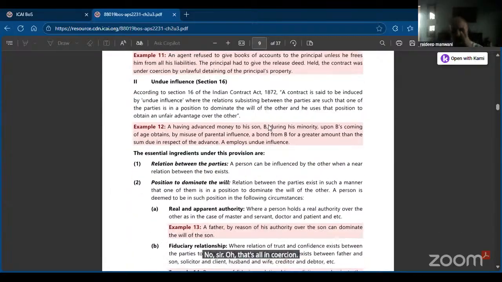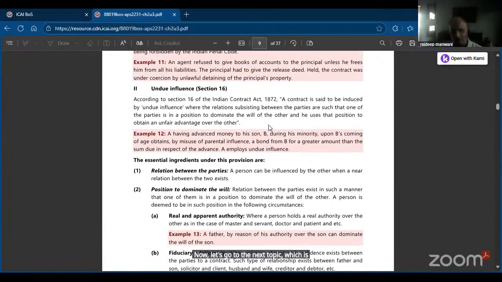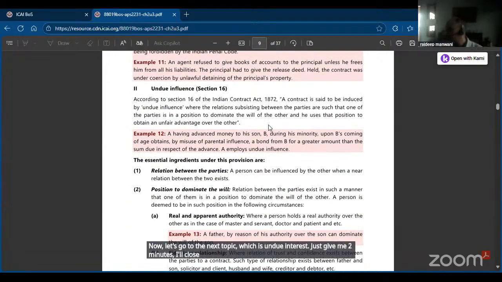Now, let's go to the next topic, which is undue influence. Just give me 2 minutes. I'll close all the doors and windows because the mosquitoes will come in, and I'll put on the light also. I'll be back, 2, 3 minutes. Yes, sir.